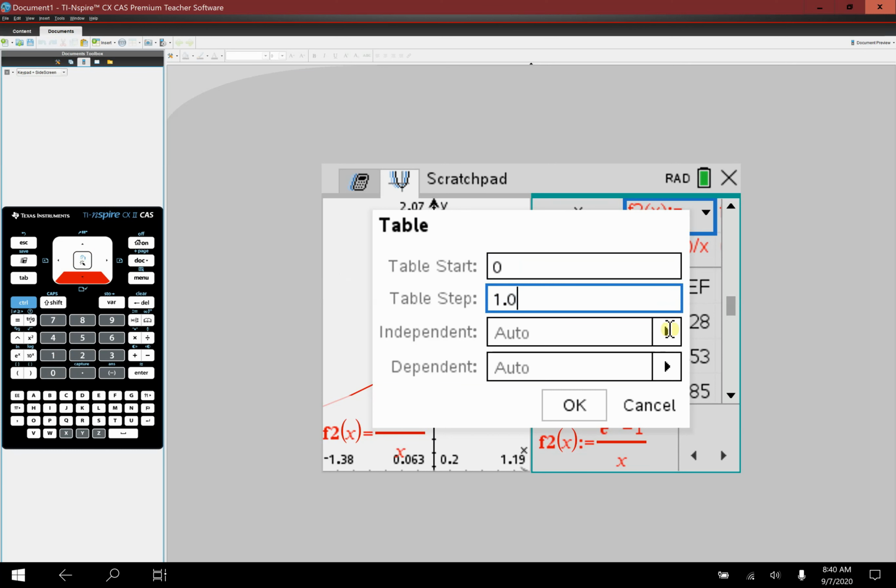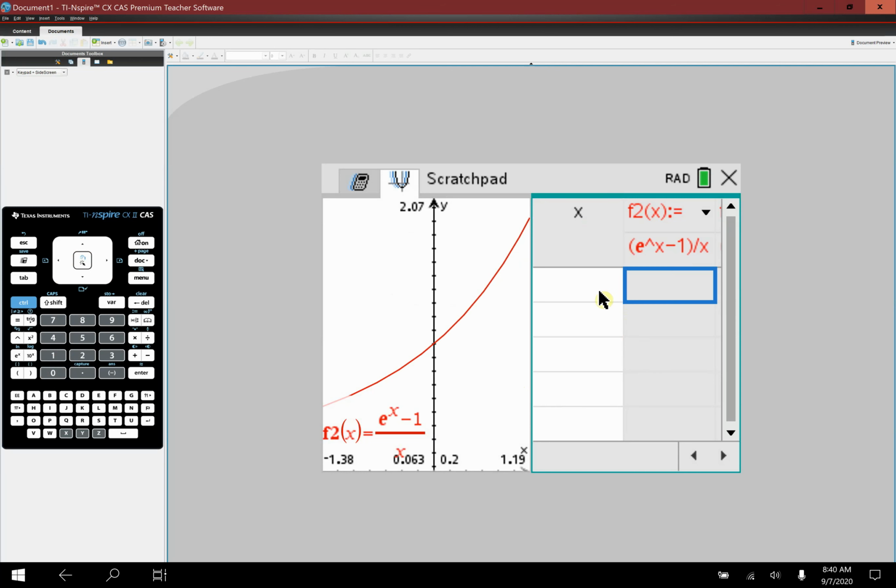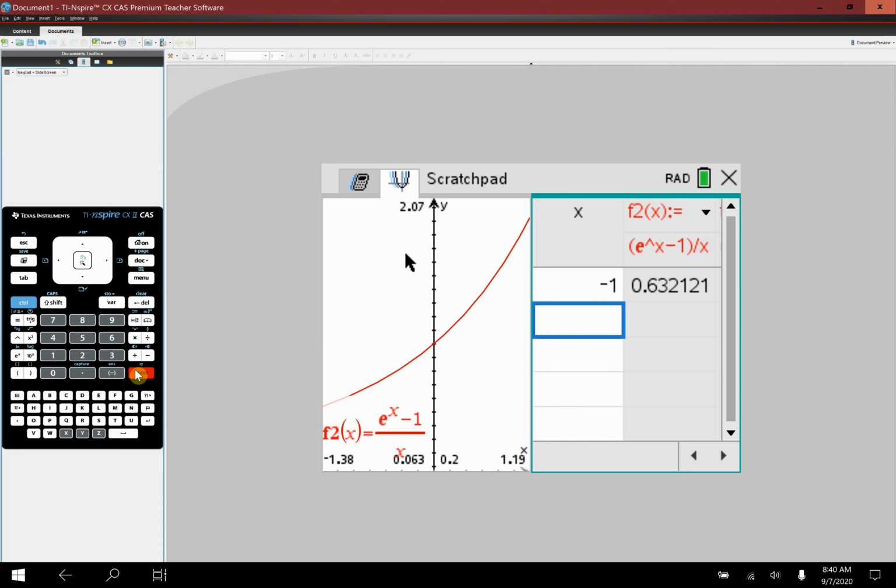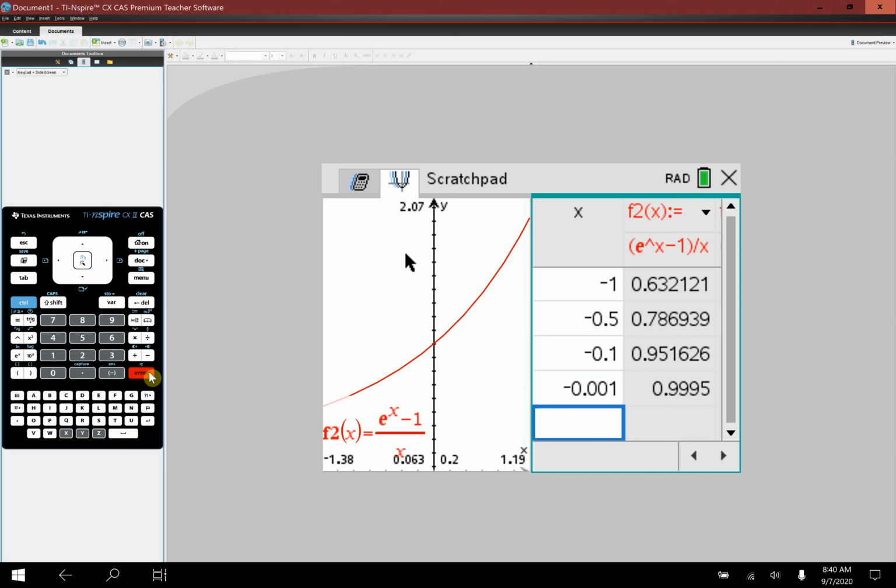And instead of automatic, I'm going to have it ask me what I want to plug in. Well, for my x's here, we want to plug in numbers really close to 0. So let's try slightly bigger than 0 first. Let's do slightly smaller than 0. So let's start with -1. That's easy. Okay, and then let's get closer to 0. So -0.5. Okay, what about -0.1? Okay, what about -0.001? Oh yeah, that's really close to 1 on the left side.